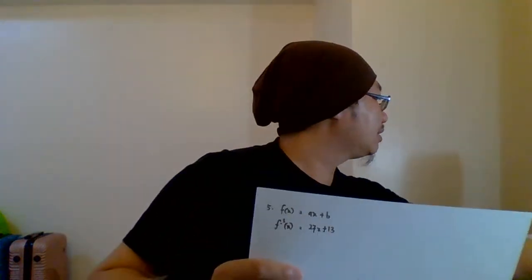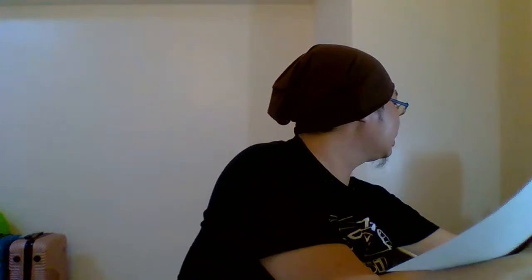f(x) equals ax plus b. f cube of x equals 27x plus 13. Okay, is this right? f(x) equals ax plus b, f cube equals 27x plus 13. Okay, question number 5. Alright. So, sorry. Okay, now we want to find the value of a and b here.